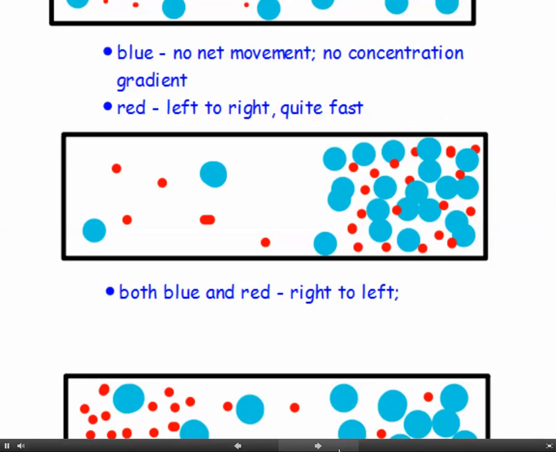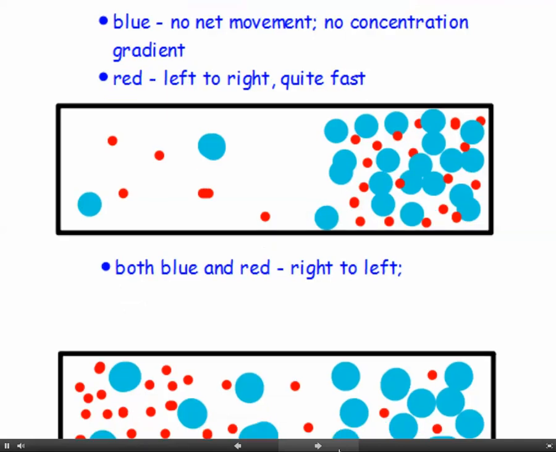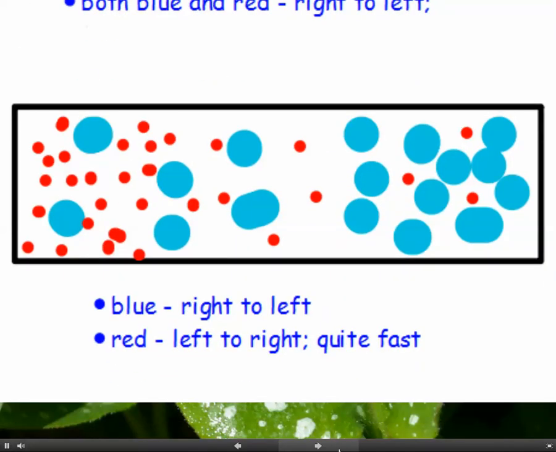In this example, both blue and red particles will diffuse from right to left pretty fast because there's a steep concentration gradient. There's a big difference in concentration between the right-hand side and the left-hand side. In this example, blue will diffuse from right to left, not particularly fast, there isn't a big concentration gradient. Red will diffuse from left to right, reasonably fast because of the steepness of the concentration gradient.